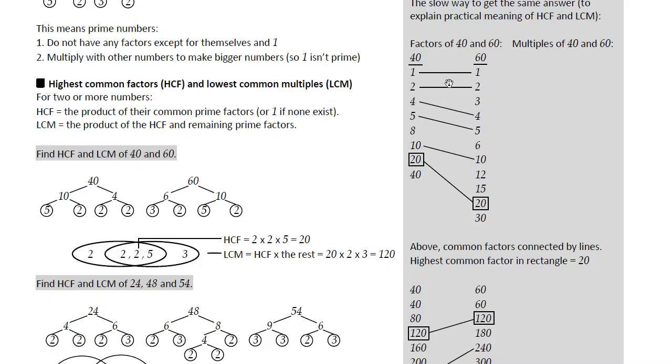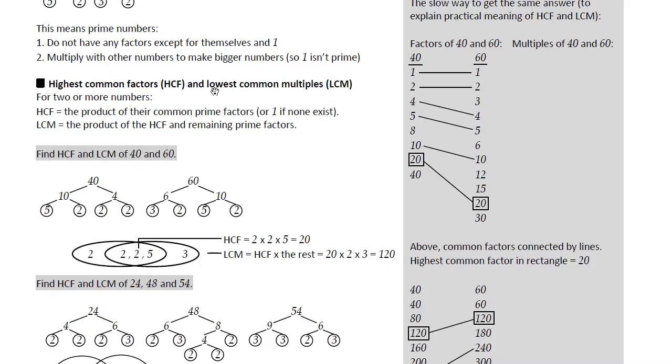So you can see 1 is common to this list and that list, the factor list of 40 and the factor list of 60. 2 is common to both lists. 5 is common to both lists, etc. And then we want the highest common factor, so the highest one of these numbers that are linked between the 2 lists. So obviously this is the highest one, 20. 20 is the highest common factor, the HCF of 40 and 60.